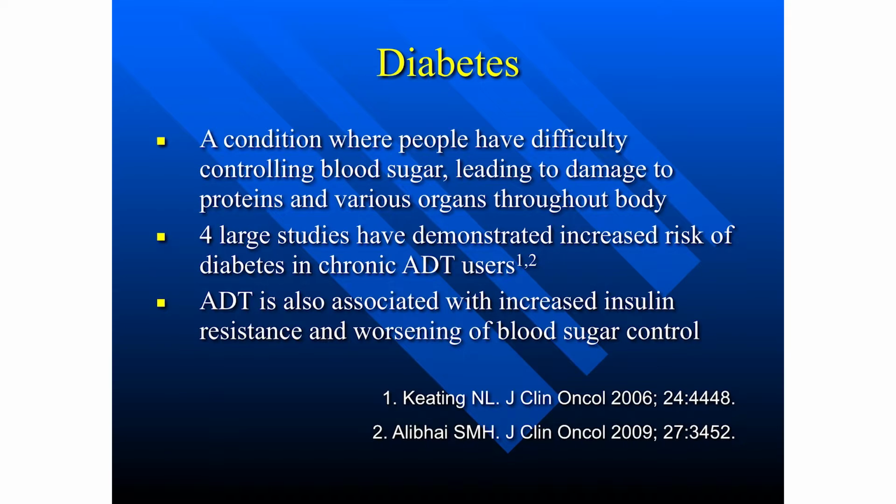in our bloodstream. 4 large studies to date, including one that my group did here in Ontario, have shown that there is an increased risk of diabetes in men who go on ADT. There is little controversy here. Everybody agrees in all the studies. And ADT in men already who have diabetes is associated with more insulin resistance, meaning the insulin doesn't work as efficiently in our tissues, and worsening of blood sugar control in those who have diabetes.